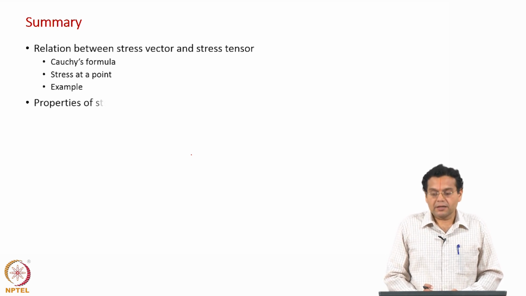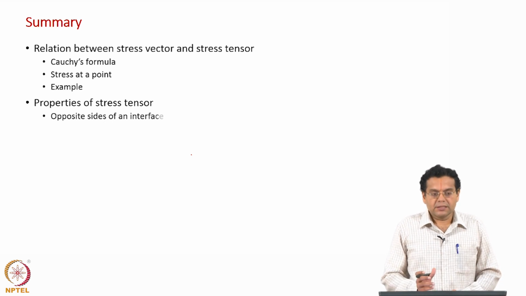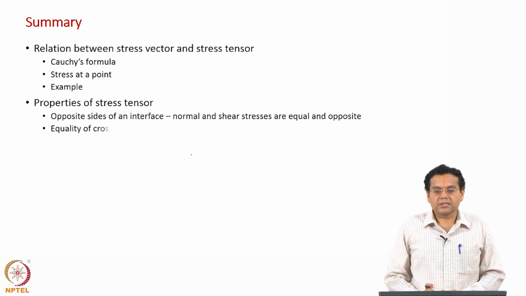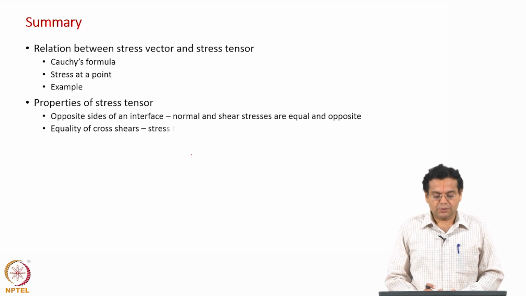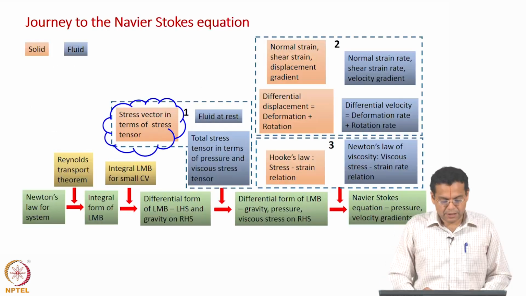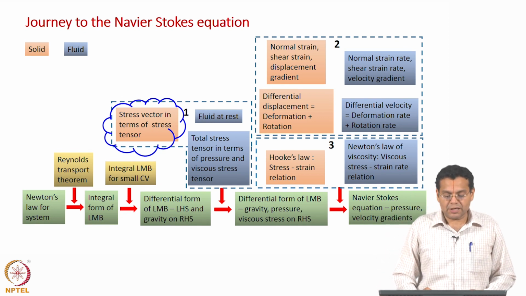And then we arrived at the properties of the stress tensor. First is that on opposite sides of an interface, the shear stresses and the normal stresses are equal and opposite. And we also discussed the equality of cross shears. On adjacent planes, the shear stresses are equal. The important conclusion is that the stress tensor is symmetric, that is the most important takeaway from the second property. So, this brings us to the close of our first visit to solid mechanics.